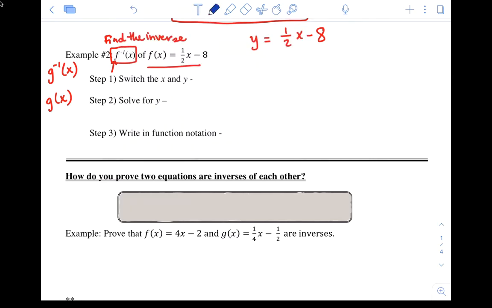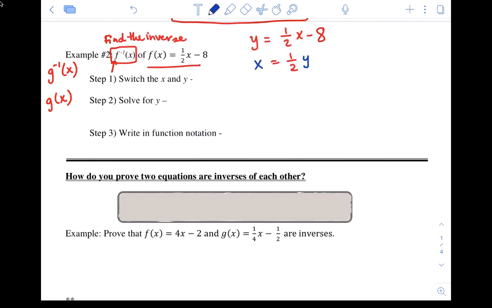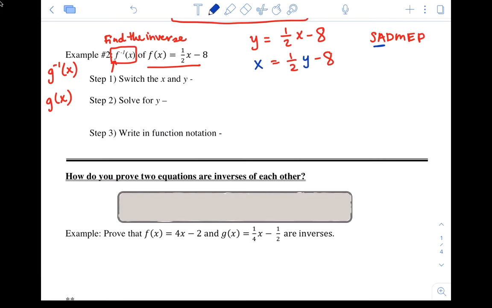Step 1, switch x and y. So, x equals 1/2 y minus 8. Forgive all the color changes, but I want you to see that I'm literally just swapping only the x and the y's locations. Okay. To solve is to reverse PEMDAS, reverse the order of operations, by using inverse operations. So we're going to get rid of any subtraction or addition that's happening to the variable that we want to solve. So we want to solve for y.